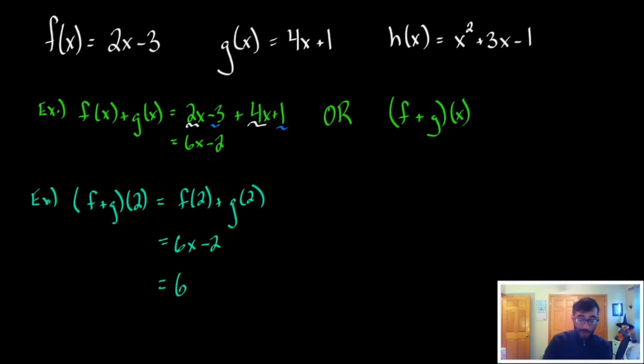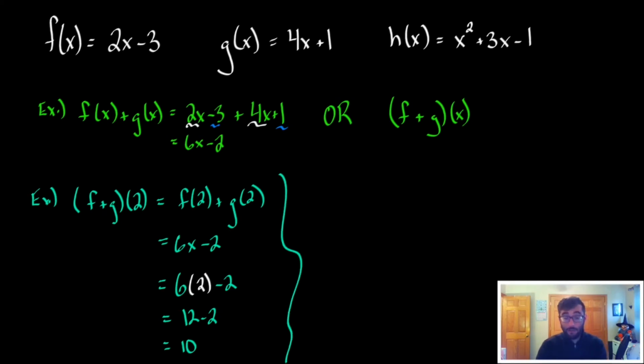So if I did that, that would be 6 times x, which I want to find out when x is 2, minus 2. And this would end up getting me 12 minus 2, which ends up getting me the answer of 10. So that is one way that we could have done it.